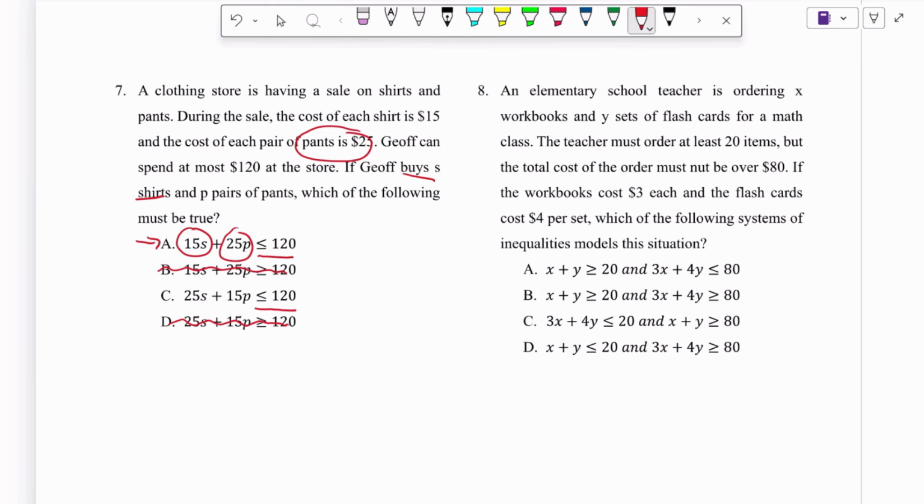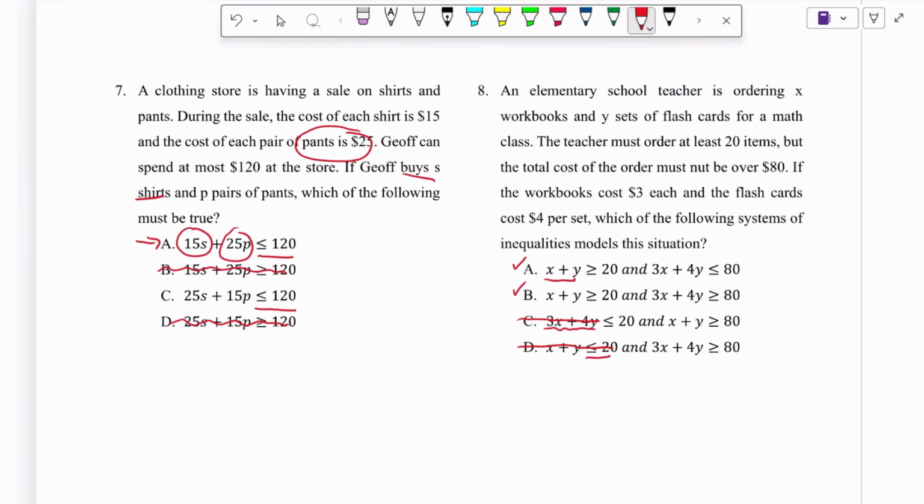An elementary school teacher is ordering X workbooks and Y flashcards. So X is the workbooks, Y is the flashcards. The teacher must order at least 20 items, so it's got to be greater than or equal to 20 items. So if I take my workbooks plus my flashcards, it has to be greater than or equal to 20. I like A, I like B. I don't know where they got the 3 and the 4, so I'm crossing that out. And this one says it has to be less than. So right now I'm just focusing on A or B.